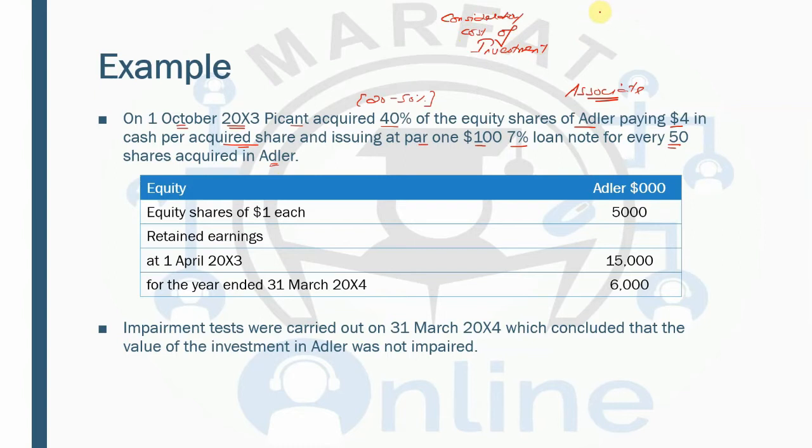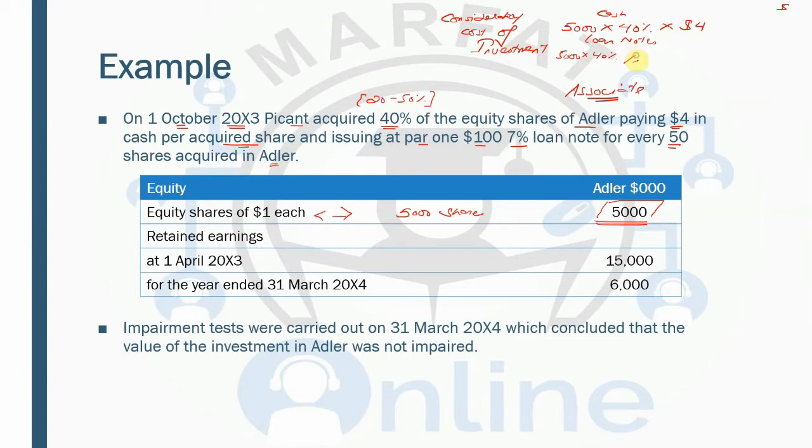All right, so the first consideration is the cash. Now how is the cash being paid? 40% shares are acquired and $4 per share has been paid. We have further details in which we see the equity balance of the associate is $5,000 and one share is worth $1, so there are 5,000 shares. So total shares are 5,000, out of which 40% has been acquired and $4 per share has been given. This is the amount of the cash. And the next is the loan notes. How are the loan notes being issued? Again, 5,000 into 40%. These are the total shares which have been acquired.